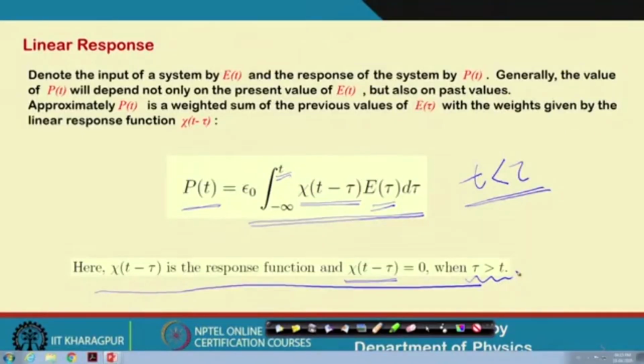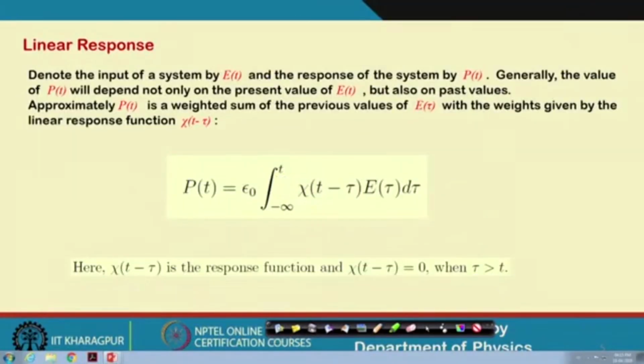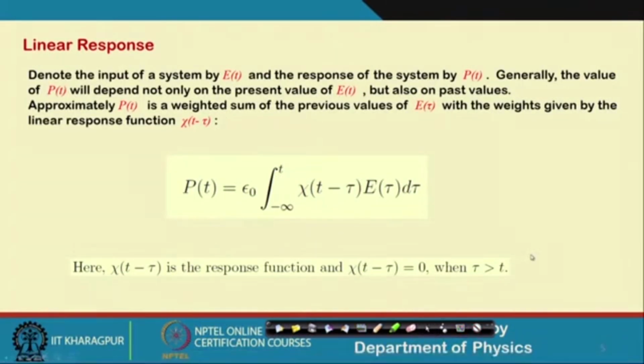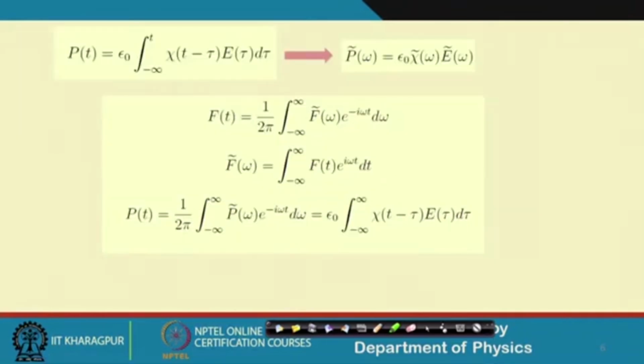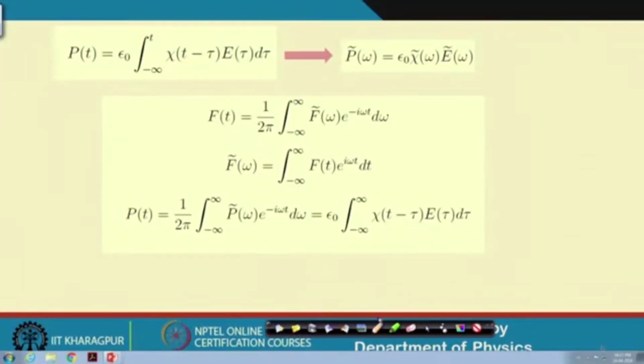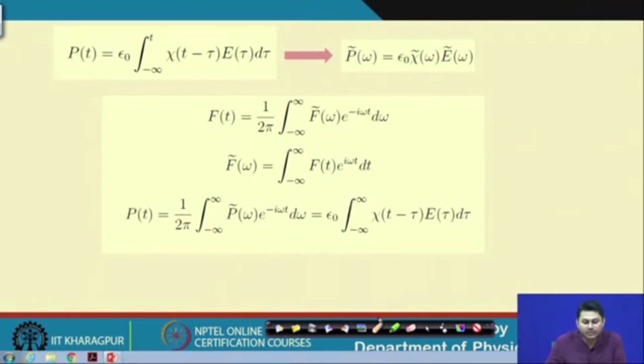Well, after having a knowledge of this linear response, this is a very special kind of form we have. P(t) is the integral of chi(t minus tau) times E(tau). We know that this is some sort of convolution, and I believe those who are taking this course are aware of this convolution, but anyway I will do these things in a detailed way, so that we can understand that in time domain this is my equation.